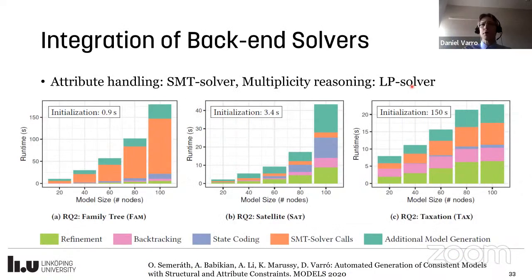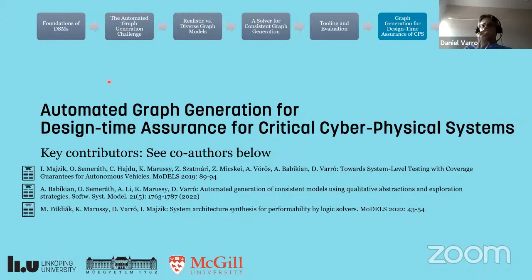We also integrated a couple of backend solvers, so traditional backend solvers, for instance, for handling attributes or doing some sort of multiplicity reasoning using LP solvers, which also links back to Detlef's question of what to do with scopes and the like. Our added value is in the structural reasoning, and when it gets back to numbers or attributes, then we try to loop back to other existing solvers where there is a significant body of knowledge. And now I'm getting close to the end of my talk.